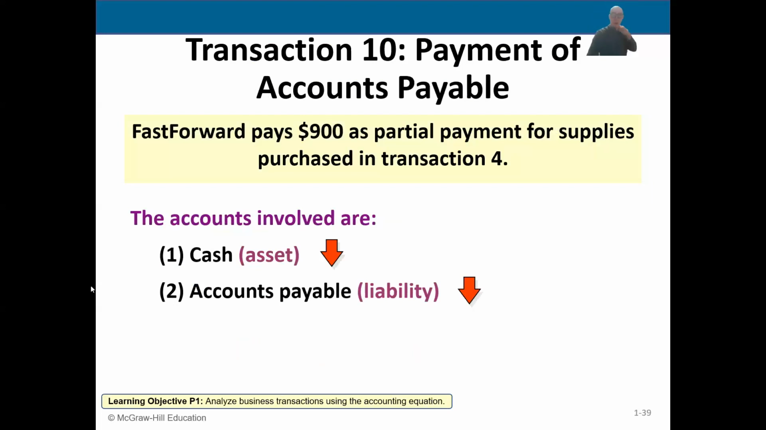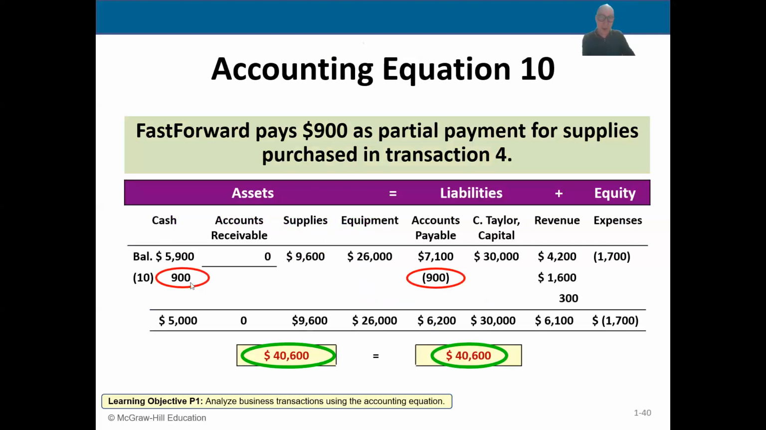10th transaction. Oh, I'm sorry, we made a partial payment, the company did, $900 for supplies that we purchased back in transaction 4. We purchased them on account, remember? Now I need to pay some of that to be current. So I debit accounts payable to reduce my liability, and I credit cash to reduce my cash. And as you can see, accounting equation is still in balance.